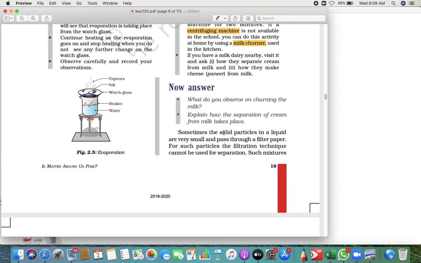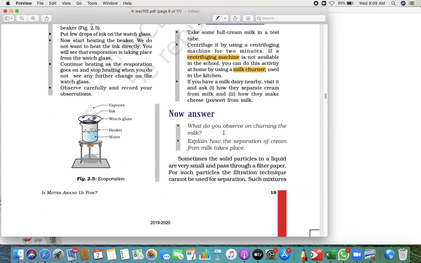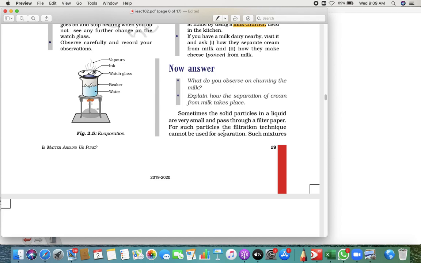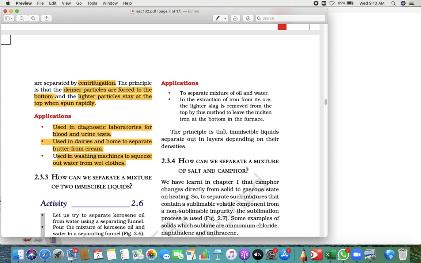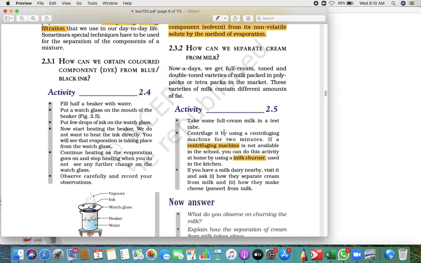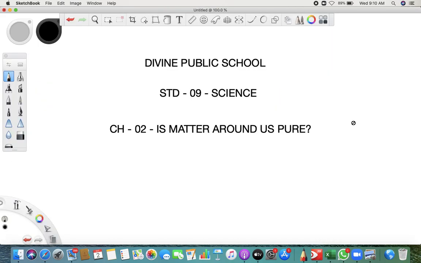Okay. So I hope you are getting what I am trying to say. This is how you separate, and this technique is called centrifugation. So we learned two techniques: one is called evaporation and the other is centrifugation. I hope you understand what I'm trying to say.